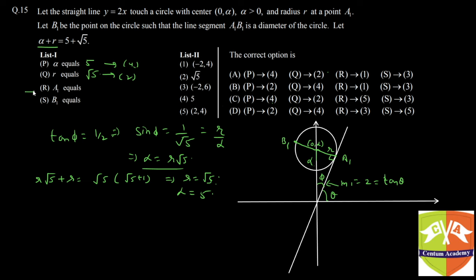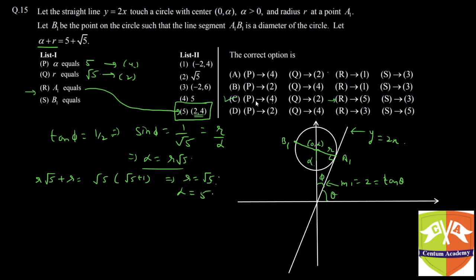So if I look at R, what is the point A1? The point of contact A1. By the way, A1 lies on the line y equals 2x, right? And you see there is only one point in the given options which lies on the line y equals 2x, which is 2 comma 4. So my r matches with 5. And you see among all the options, r matches with 5 only in option number C. So answer is option number C.